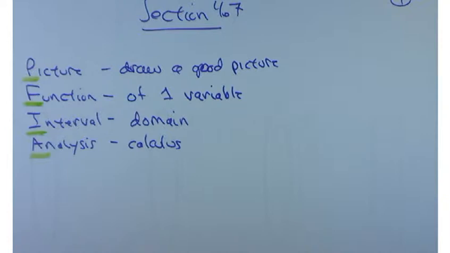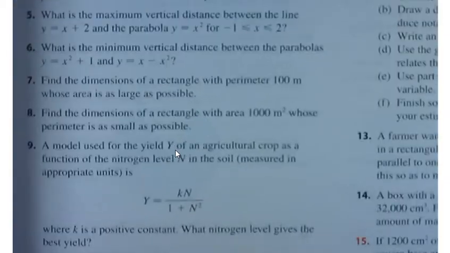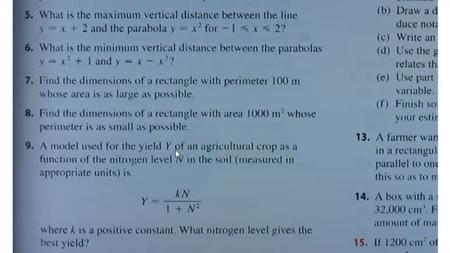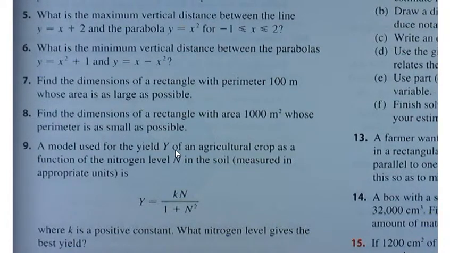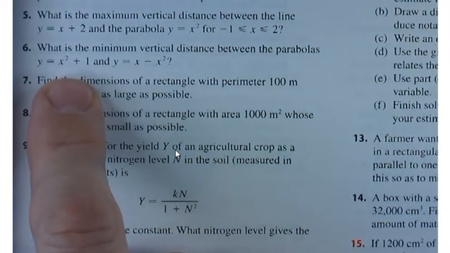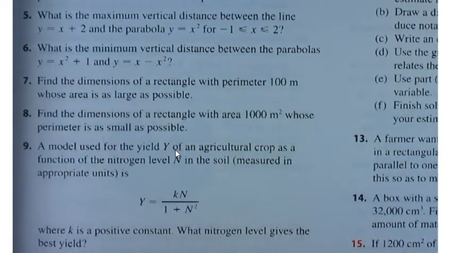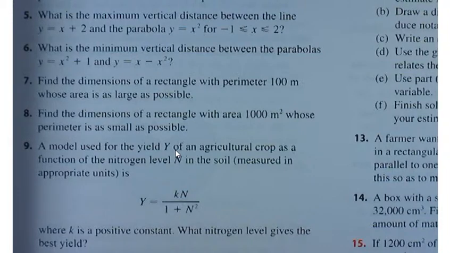So let's start with looking at problem number 6. And I do have a nice little visual demonstration of that. Pull that out as soon as we look at the problem. It says, what is the minimum vertical distance between the parabolas? We got these two parabolas, x squared plus 1 and x minus x squared. So what's the minimum vertical distance?